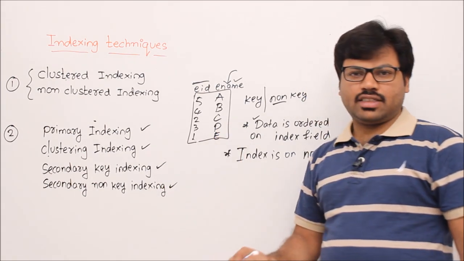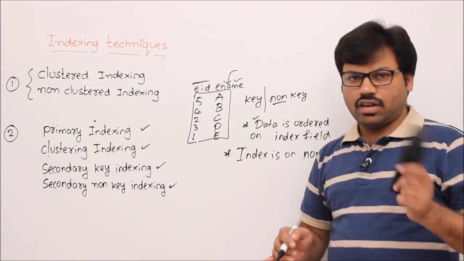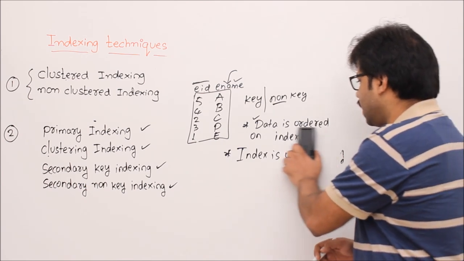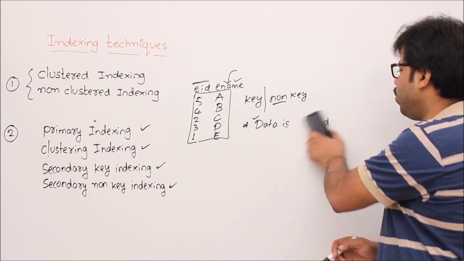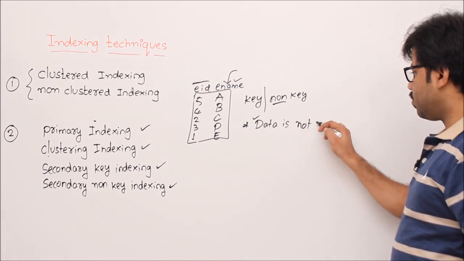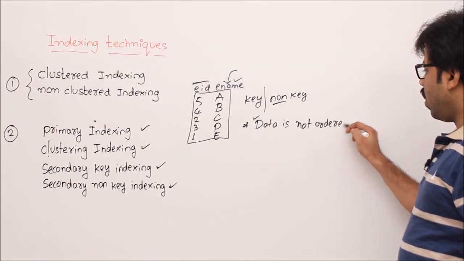Now secondary key indexing. Secondary means your data is not ordered, remember. So secondary key indexing is simply when data is not ordered on the index field.